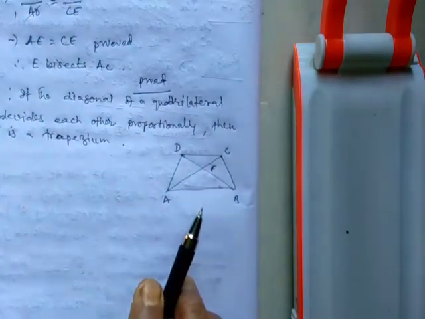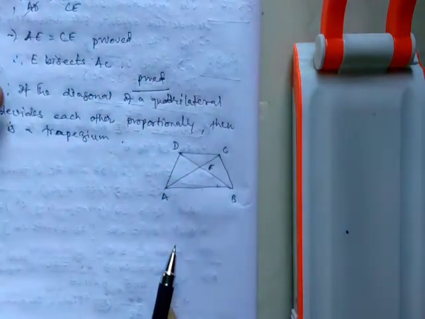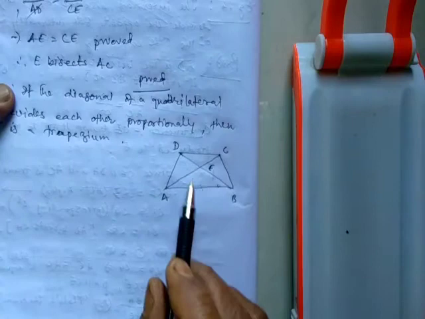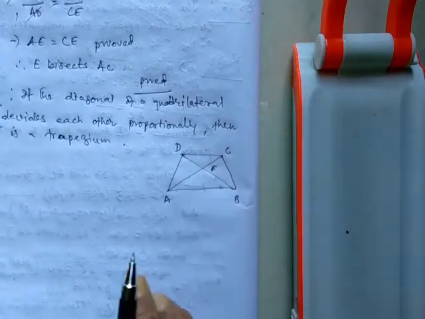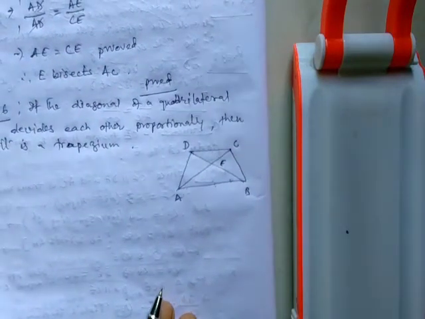So trapezium. One of the properties of a trapezium is that a pair of opposite sides are parallel. So these opposite sides must be parallel. If AB is parallel to CD, then we can conclude that this is a trapezium.